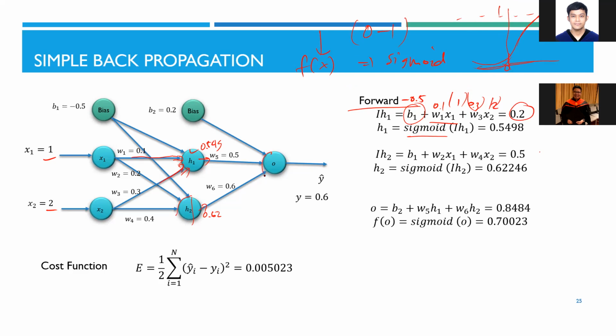And then the same thing here. We sum all the inputs, and the total input is 0.8484, and then the output will be 0.7. So the predicted output is 0.7, and the real output is 0.6.